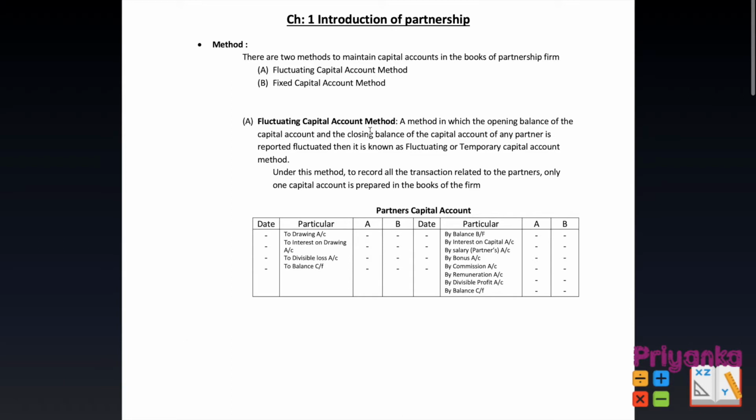Fluctuating capital account method is a method in which the opening balance and the closing balance of the capital account of any partner are reported fluctuated, or it can be said flexible. Then it is known as a fluctuating or temporary capital account method. Under this method, to record all the transactions related to the partners, only one capital account is prepared in the books of the firm. Here you can see a specimen.